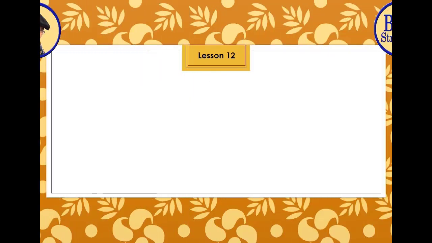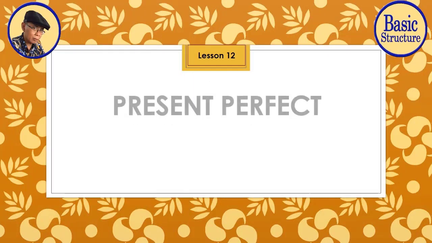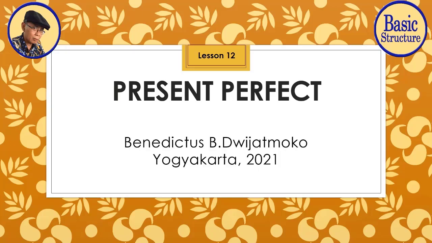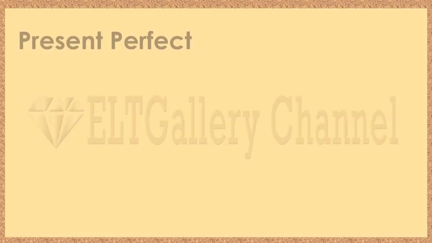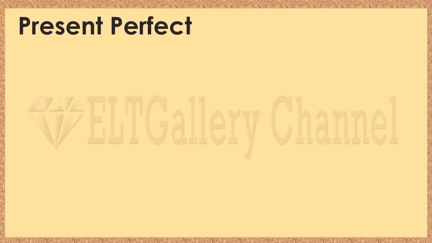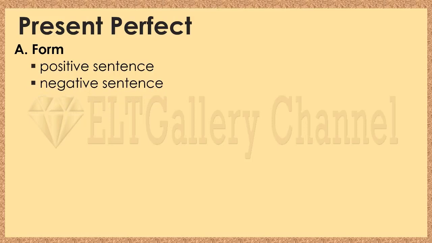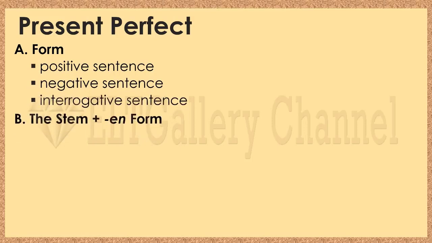Now we are going to have lesson 12. Lesson 12 is present perfect. Our discussion will cover the form of the present perfect. The form can be in the positive, negative, and interrogative. Then we are also going to talk about the en form. The present perfect uses the en form, and the en form may change.